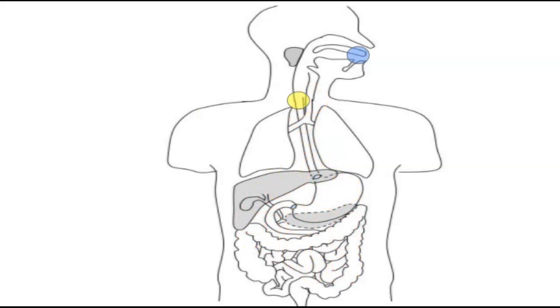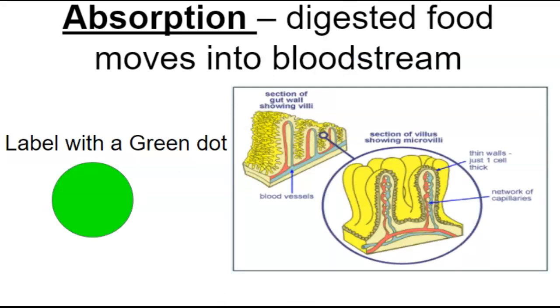Our next word, absorption. This is where things get absorbed. And where they get absorbed is in our small intestine, right? It's moving into our bloodstream. It's our connection with the circulatory system. So we have our little capillaries. Remember, they're inside the villi, those little finger-like projections. So absorption happens in our small intestine.